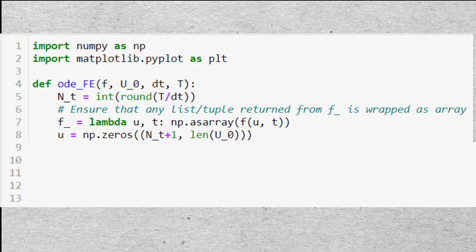Line 8 creates a two-dimensional array u containing all 0 values. We pass to the zeros function two indices defining the shape of the desired array. That shape will be n_t plus 1 rows, that is, the number of time points to be covered, and the number of columns, which will be the length of our initial condition vector u_0. In our case, that length will be 3, given that we have 3 initial conditions, S at 0, I at 0, and R at 0.